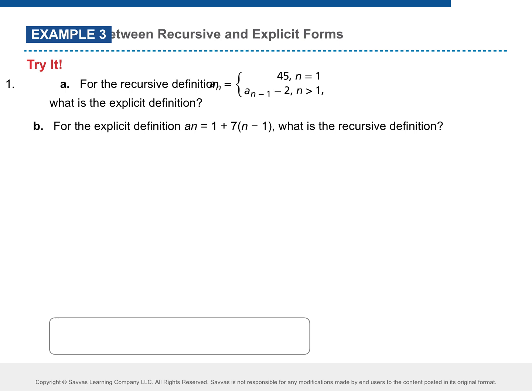Go try A and B on your notes. So on A, it gives you the recursive. It wants you to write the explicit. So on A, I want you to write this formula. This is the explicit. Go from the recursive to the explicit. And then on B, you're going from explicit to recursive.